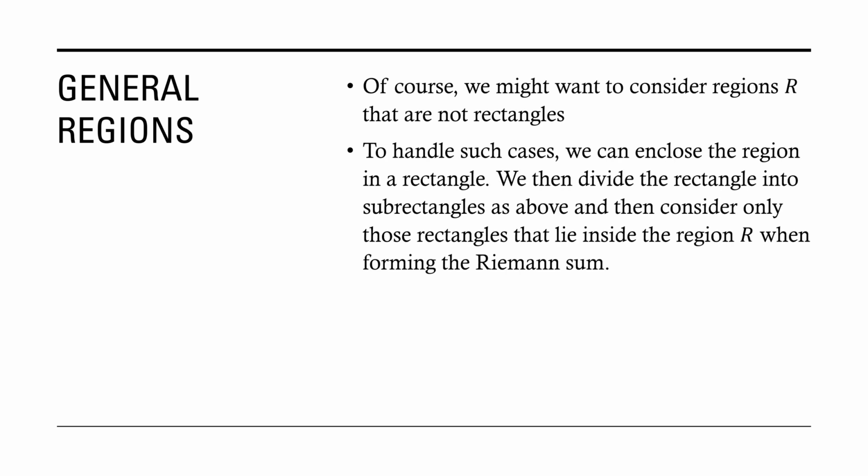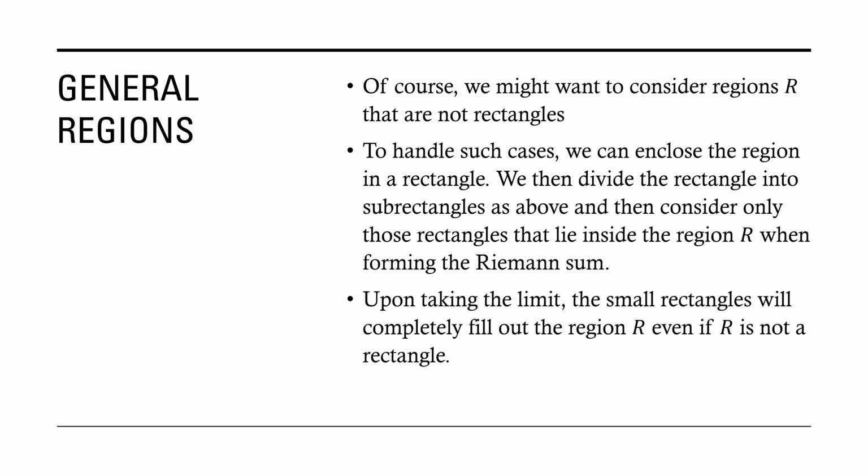So what we can do for this is, for the regions we're going to be working with, for the most part, we can enclose that region in a rectangle. And then we can divide that rectangle up into a bunch of subrectangles like above, and then we can consider only the rectangles that lie inside the region when we form the Riemann sum. So we'll throw some of those rectangles away if they don't completely lie inside the region. And then if we take the limit and let those rectangles keep getting smaller and smaller, eventually they'll fill out the entire region, even if the region is not a rectangle. So it'll work out just fine even in that case as well.